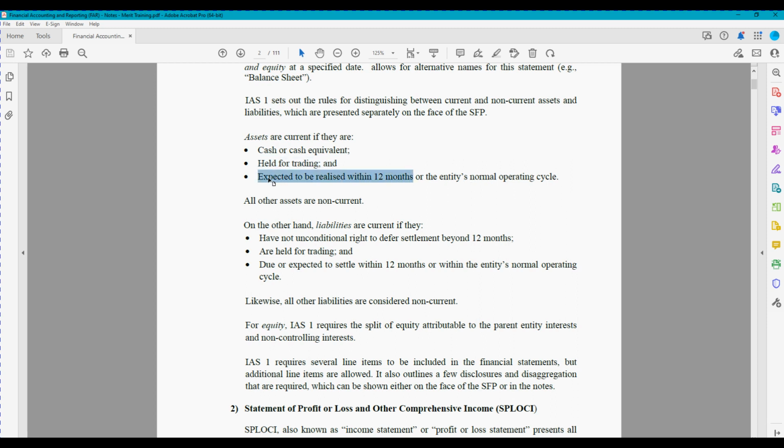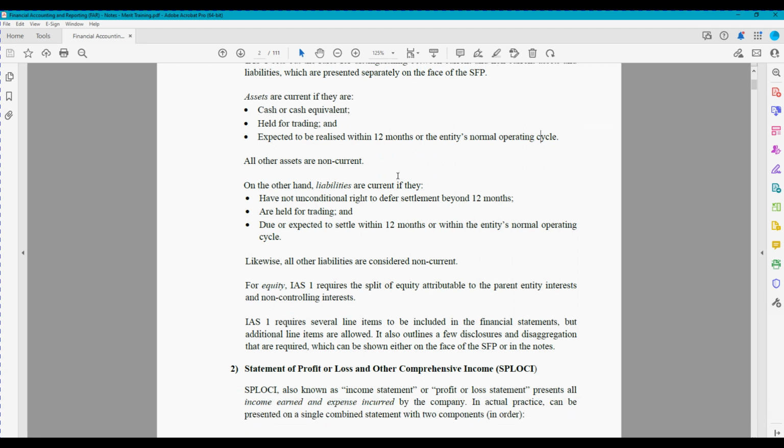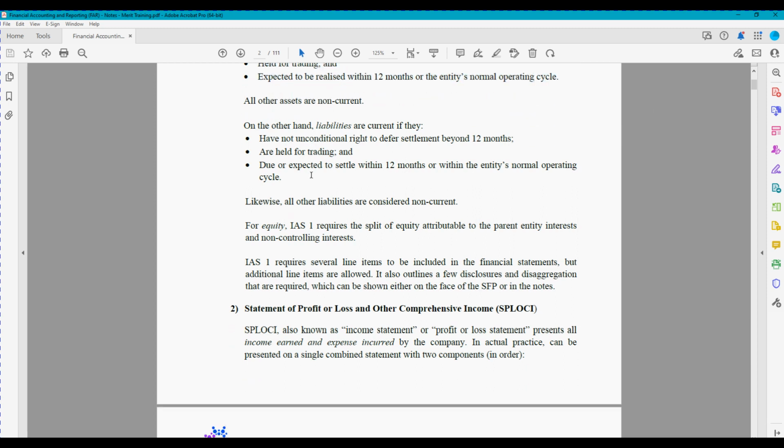For most businesses, it's just this, less than 12 months. But technically, the full definition also includes the company's normal operating cycle. So there could be instances where you could argue an entity's normal operating cycle is 13 months, and it could actually be defined as a current asset. Any other asset which falls outside one of those three is classified as non-current.